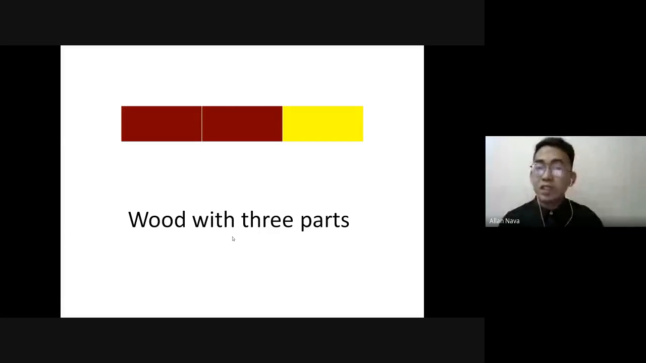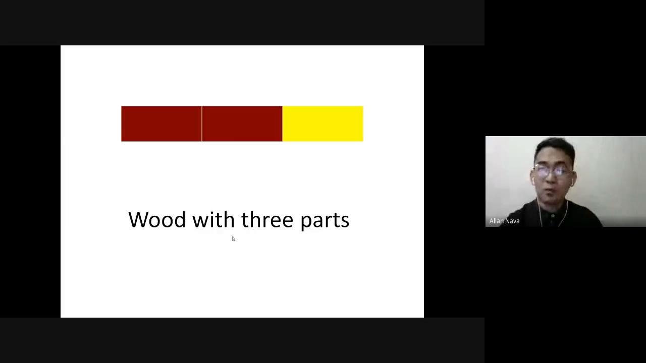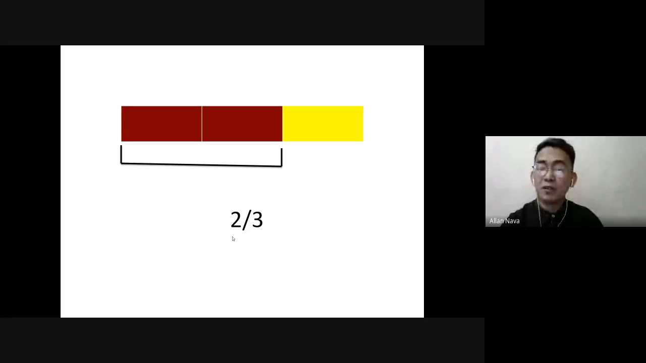If you look at it, the wood is divided into 3 parts. So the fractions are drawn from that. That is one piece of wood, divided into three parts. The brown part is two-thirds of the whole wood, and the yellow one is another one-third. But focus on the two-thirds part. That is 2 out of 3.